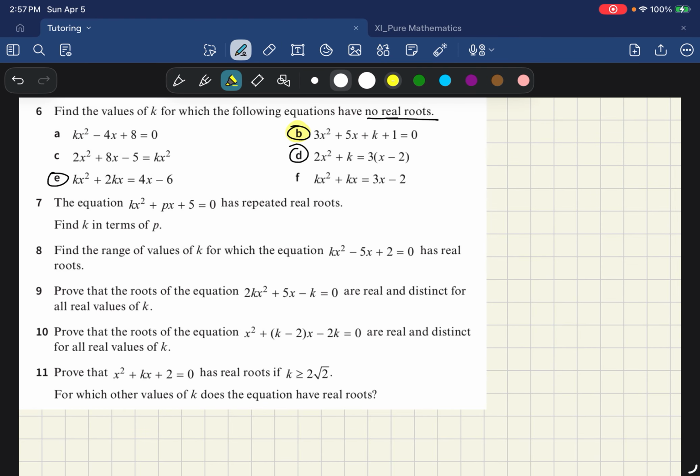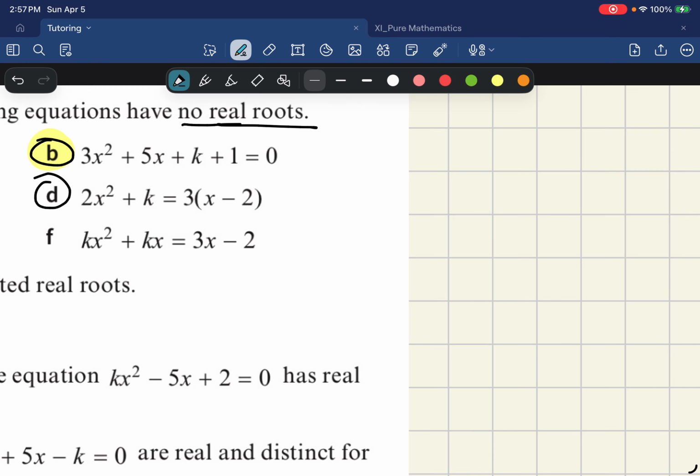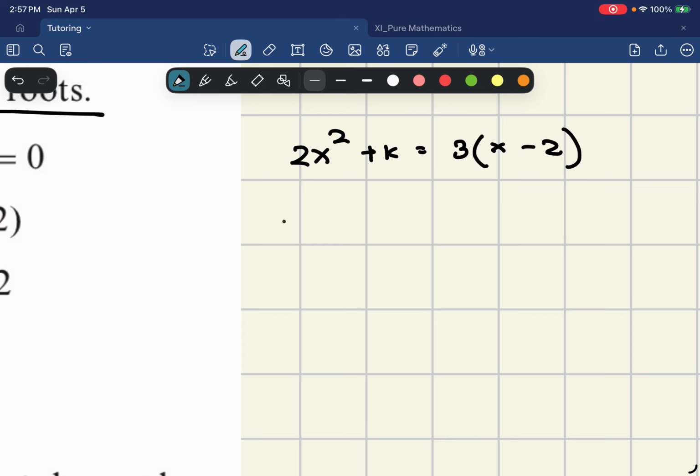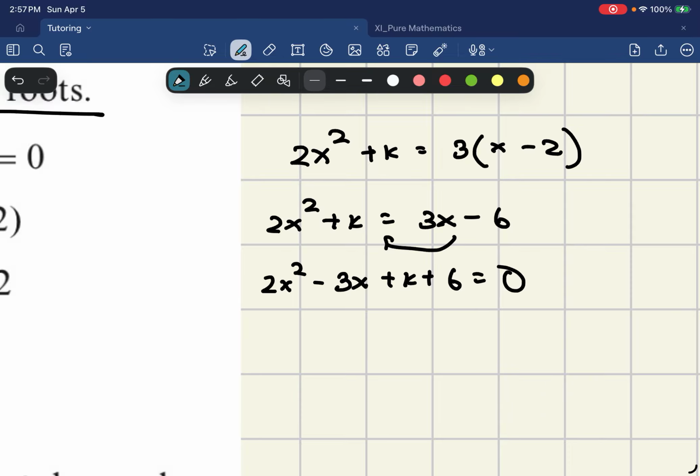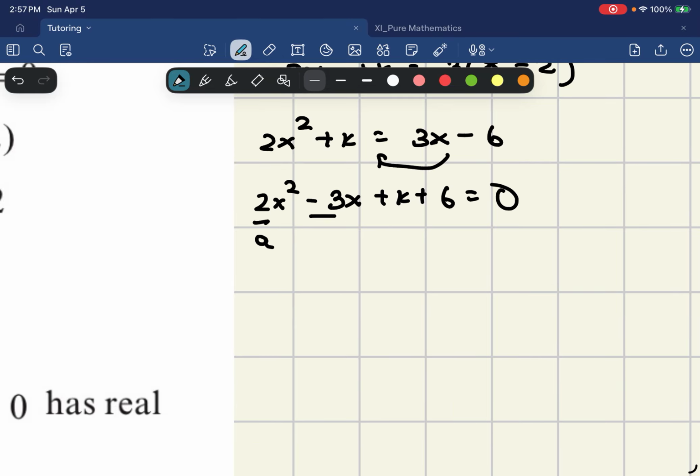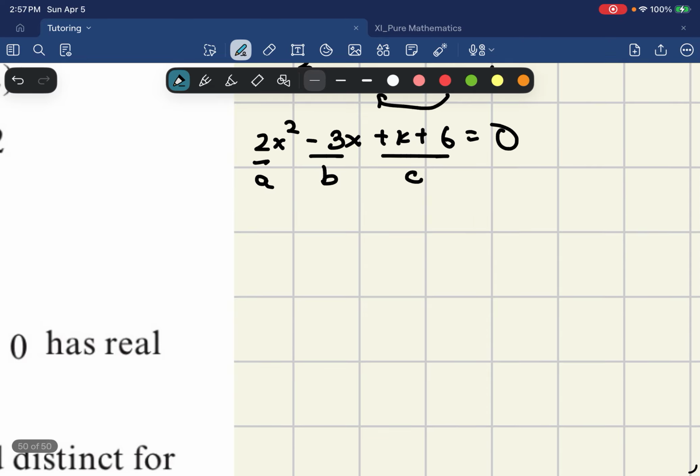For D, I have 2x squared plus k is equal to 3x minus 2. And the idea is simple. Bring all the terms to one side so that I have a 0 on the other side. 2x squared plus k is equal to 3x minus 6. 2x squared minus 3x plus k plus 6 is equal to 0 if you bring these terms here. So this is A, this is B, this is C.